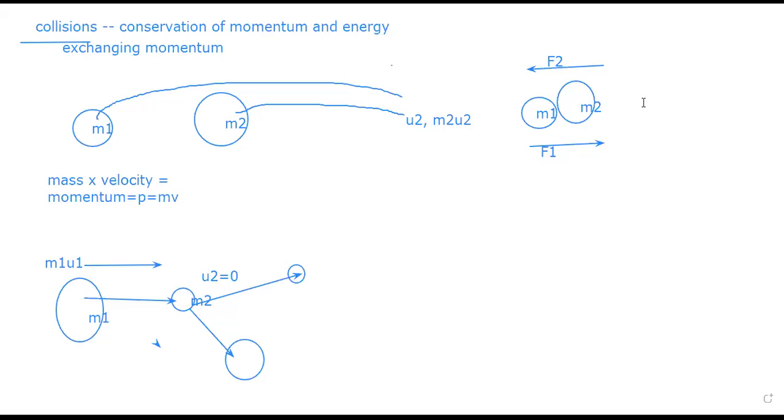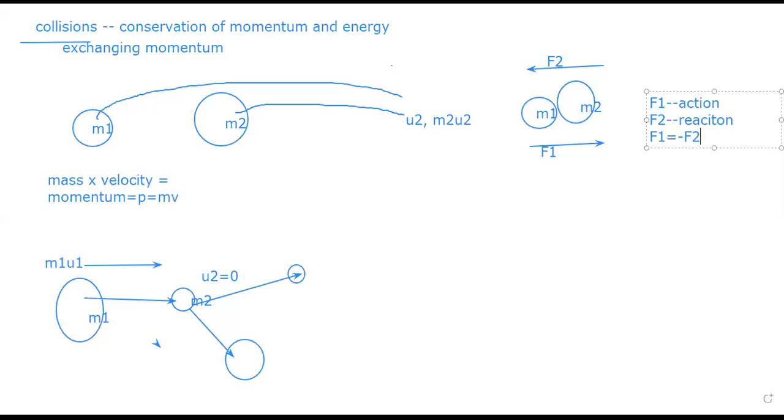According to Newton's third law of motion, F1 is the action and we call F2 the reaction. According to Newton's third law, F1 equals minus F2. This is action equals minus reaction. So Newton's third law is obeyed during the collision. During any collision, Newton's third law is followed. This is the first point. So we can apply Newton's third law in the collision.